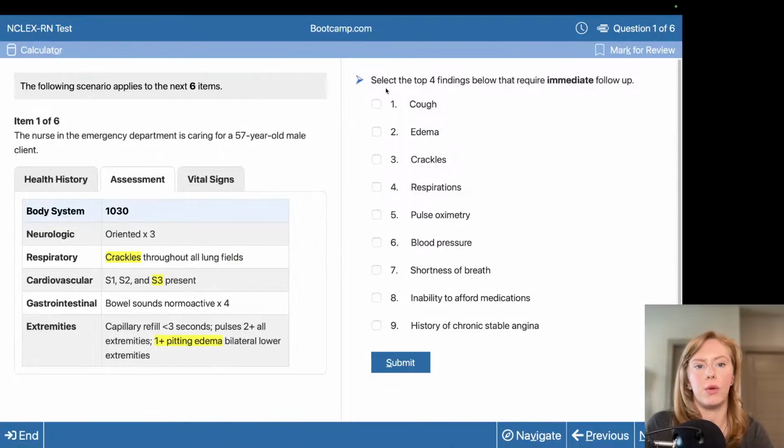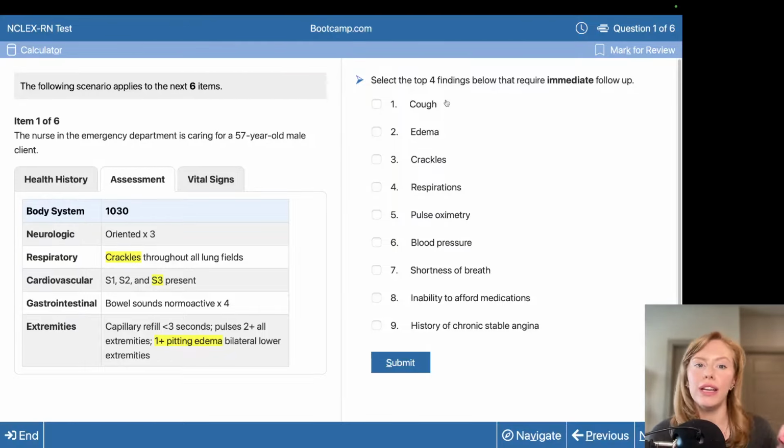So of these findings, we want to select the top 4 that require immediate follow-up. So we're looking for unexpected abnormals that we can do something about. And keep in mind that for a select N, so if you're told to select 2, select 3, select 4, you always want to select the maximum number possible, because you won't lose points for selecting an extra option, if that makes sense. So in a regular SATA, only select the ones you're sure of. If you're being asked to select a certain number, always select that full number. Never leave one off, all right?